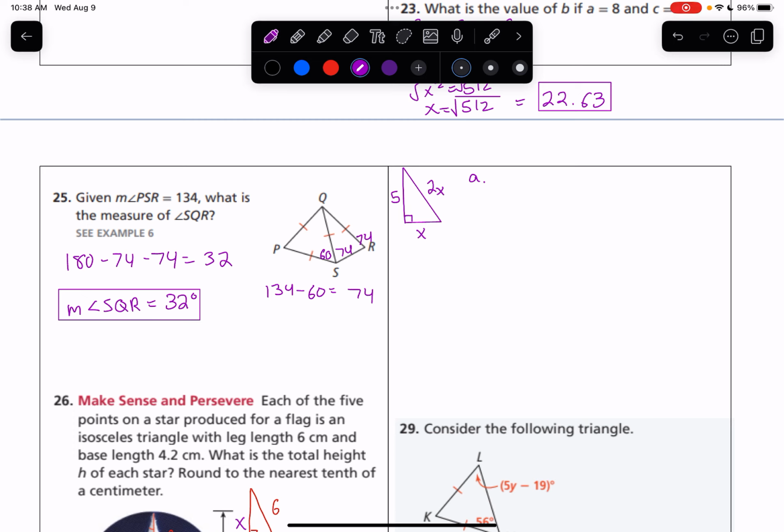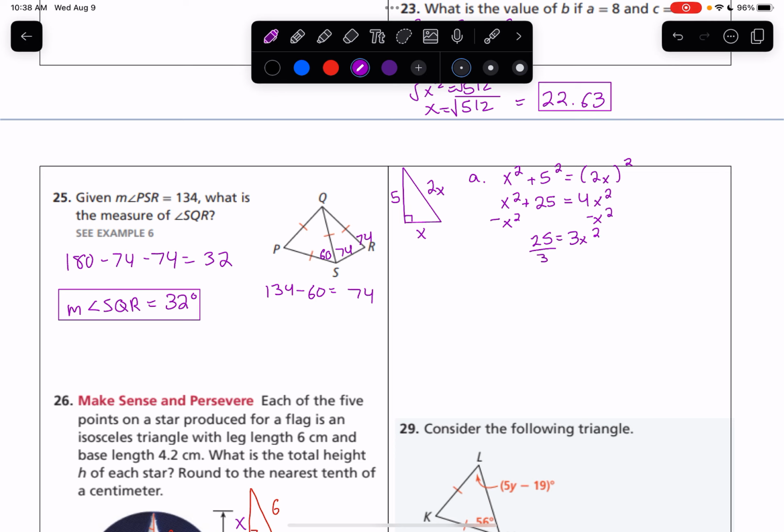And the way I'm going to do that is I'll write x squared plus 5 squared, the median length side, equals (2x) squared. And I'm putting that in parentheses to remind me to square the 2 and also the x. So this is going to be x squared plus 25 equals 2 squared, which is 4, times x squared. Then I'll subtract x squared from both sides. Gives me 25 equals 3x squared.